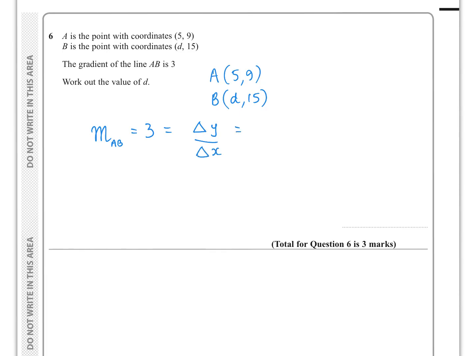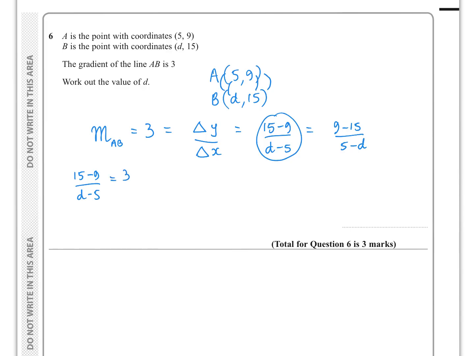So there are 2 different ways we can do this. We can either say 15 minus 9 divided by d minus 5, or we could say 9 minus 15 divided by 5 minus d. Doesn't really matter which way. So I'll just do this one. So we can say that 15 minus 9 over d minus 5 equals 3.